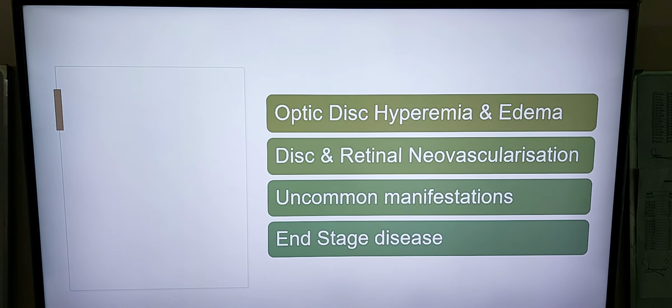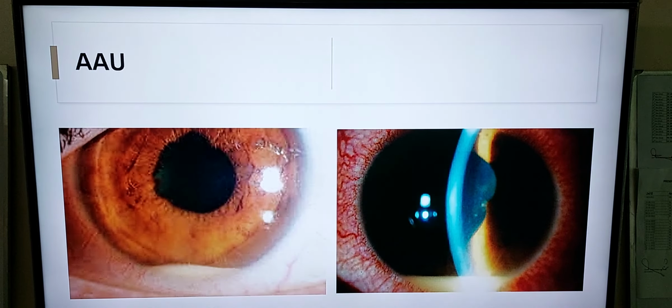Uncommon manifestations include conjunctivitis, episcleritis, scleritis. There can be ophthalmoplegia due to neurological involvement of the extraocular muscles. The end-stage disease is characterized by optic atrophy, retinal atrophy, gliosis, sheathing and ghosting of blood vessels, retinal detachment. Complications can include cataract, neovascular glaucoma, and then finally phthisis. So I'll show you the pictures of the ocular features that I just described.